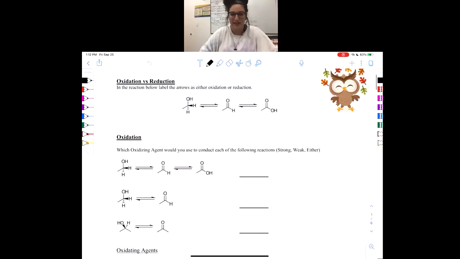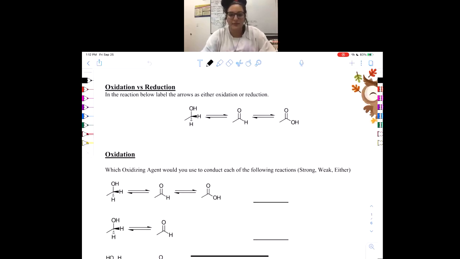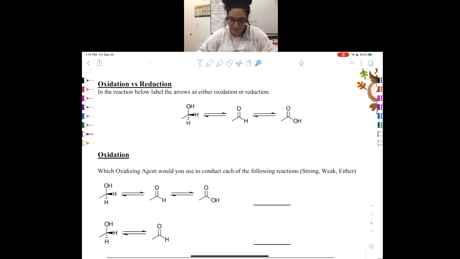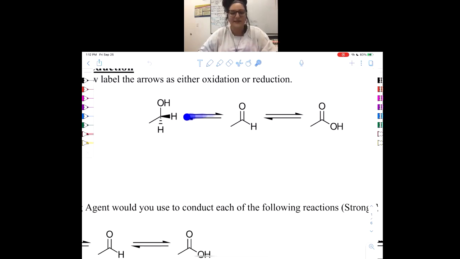So I drew this handy dandy mechanism here with those double-sided arrows. And so first of all, I want you guys to tell me, if it would zoom. All right. So this set of arrows, if we go from an alcohol to an aldehyde, what do we get? Or what reaction are we doing? Oxidation or reduction?